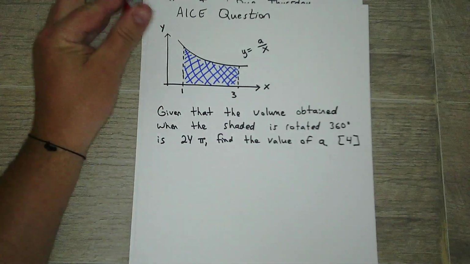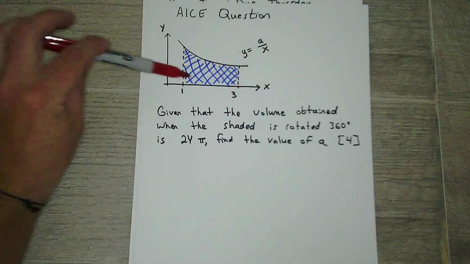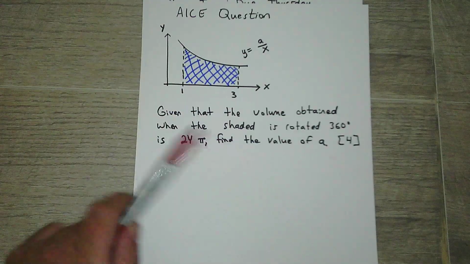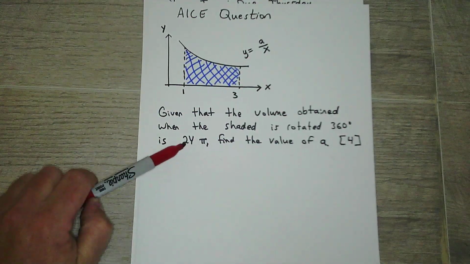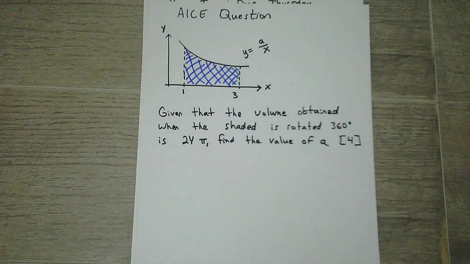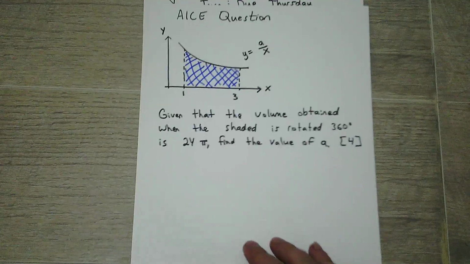Anytime it's a volume of revolution problem, it's the same process. You integrate the curve, given the limits that they give you. Just at the end, instead of solving for the volume, we'll plug the volume in and solve for A. Okay, hopefully that makes sense. If not, you'll see how it's going to work out.